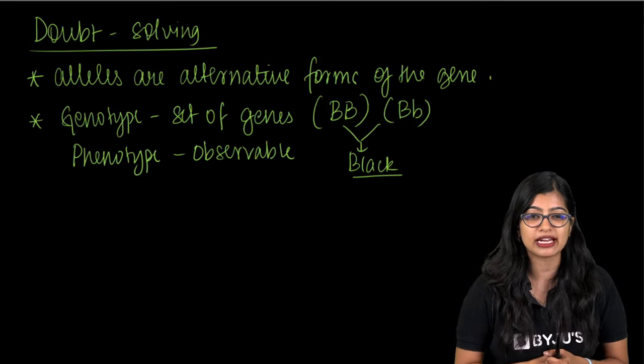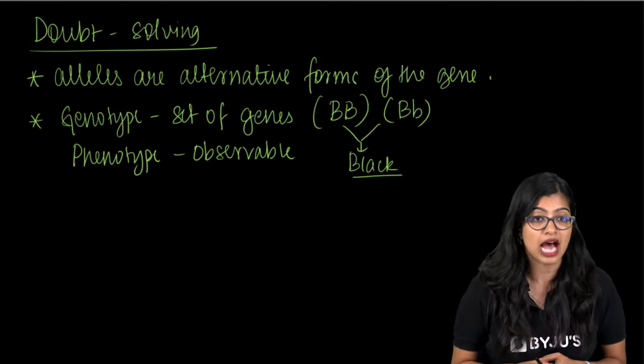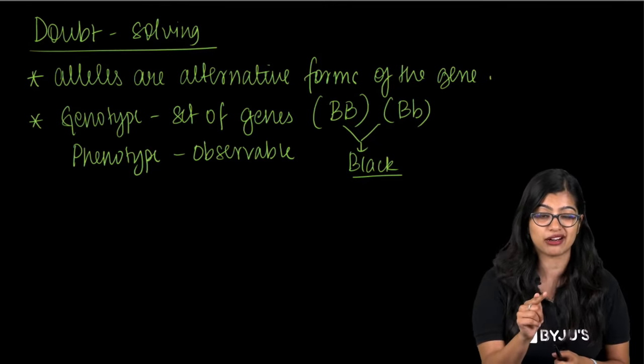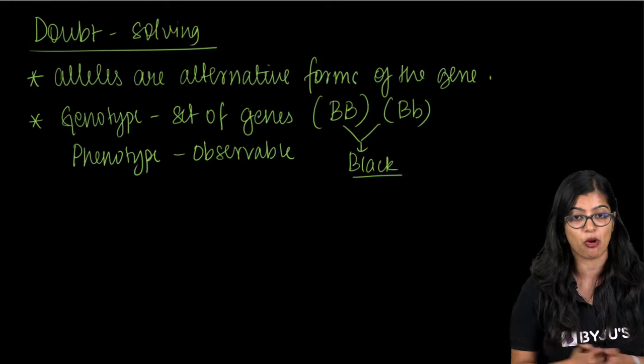Okay, ma'am, can you explain inheritance of two separate traits, that is shape and color of seeds? Nagachetan, I've already explained that. You can rewind and watch it once again, okay? Because that's a huge explanation for me to do at this point.